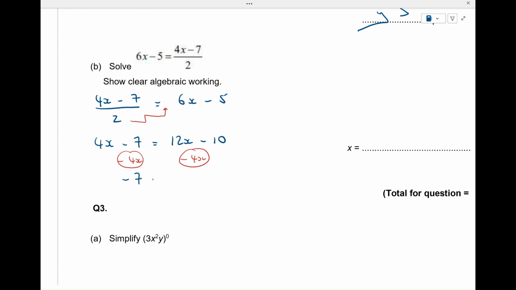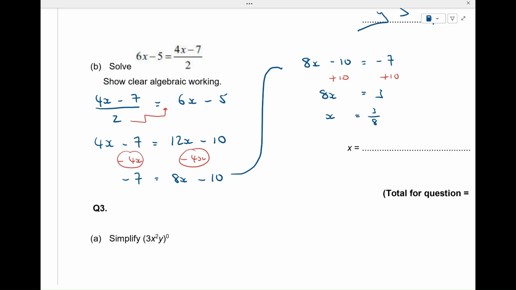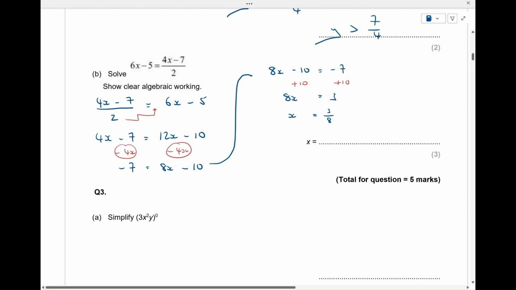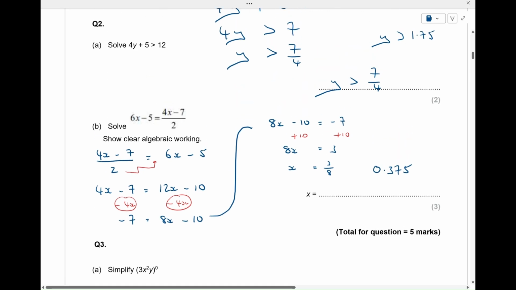Gives me minus 7 equals 8x minus 10. I don't like it that way around. I'm going to turn it around. I'm going to say 8x minus 10 equals minus 7. Right, I'm going to float and ping that minus 10 or plus 10 to both sides if you prefer to think about it that way. So that gives me 8x equals 3. Divide both sides by 8. x equals 3 over 8. And you could, if you wanted to, write that as a decimal, which would be 0.375. And that is question 2 done.